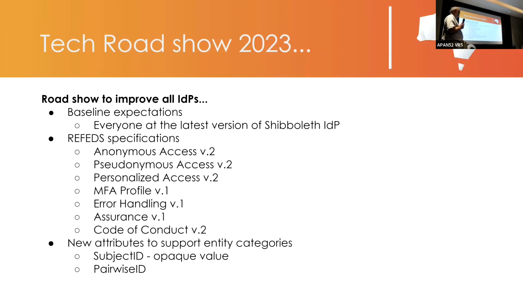that implemented across our IDPs in Australia to enhance access to services in eduGAIN, and also to add 2 new attributes to our supported attributes. Things which are the subject ID and the pairwise ID. And for the subject ID, we're looking at just using an opaque value rather than EPPN.